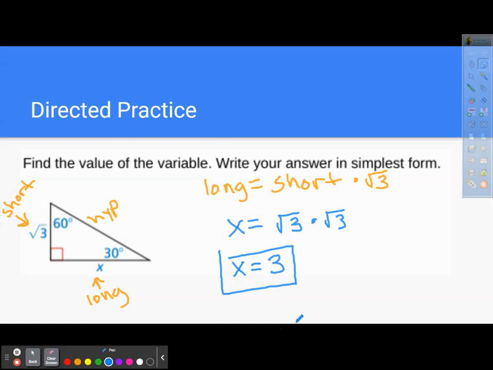Okay, now that we've done 2 problems, what questions do you have for me? Okay. What if it asked you for the hypotenuse? How would I find the hypotenuse, Taylor? Use the shorter leg. The shorter leg times 2? Well, my shorter leg is the square root of 3, so that would mean my hypotenuse would be square root of 3 times 2, which is just 2 square roots of 3. If they were to ask you for the hypotenuse.